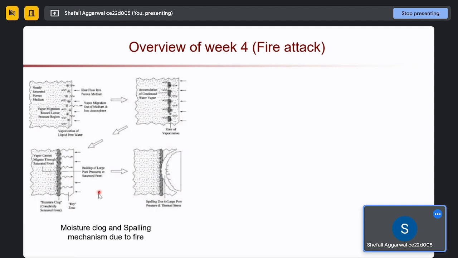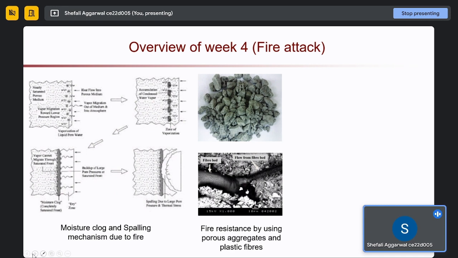The mechanism of fire attack is that when there is a fire, the moisture inside the concrete will tend to go out of the concrete, and because of that there is a point inside the concrete where we have more aggregates. There a moisture clog will form. The more the water tries to seep out through the concrete, the stronger this moisture clog becomes, and this moisture clog will create stress in the concrete and lead to spalling of the concrete. Right.